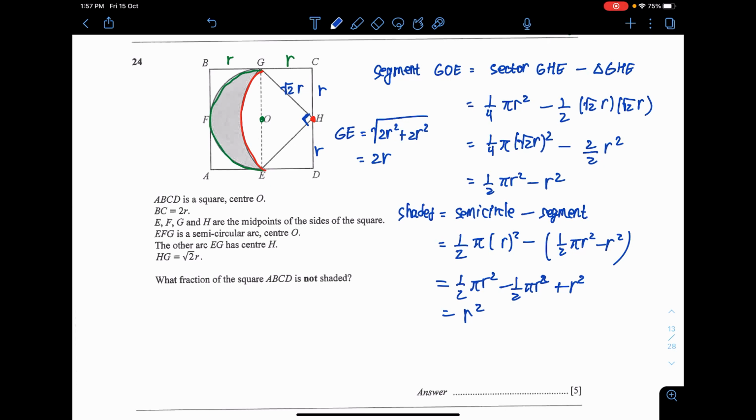So, not shaded area must be the square, which is 2r bracket square, length times length, minus the shaded area. That will be 3r square. So, which fraction is not shaded? 3r square over 4r square, 3/4. That's the answer. Alrighty.